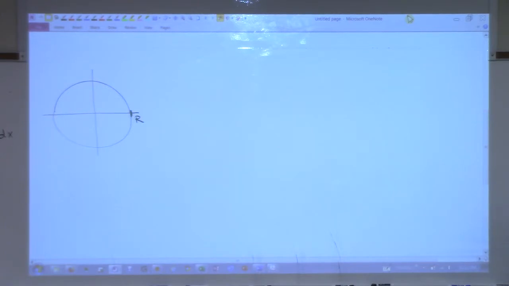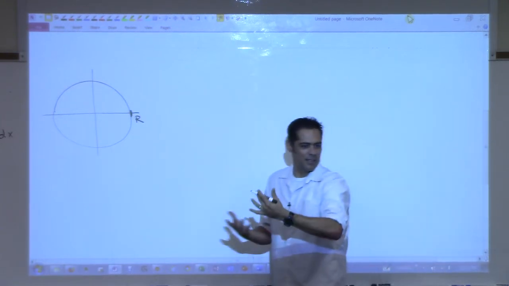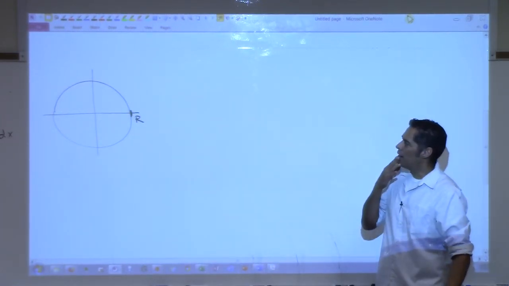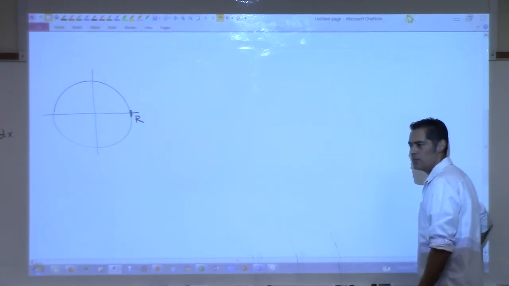We proved that. So we're talking about arc length right now. What do you think I'd like to prove here? That the circumference of a circle is 2 pi r, right? Wouldn't that be nice to just see where that formula comes from? Okay, so let's prove that this circumference is 2 pi r.